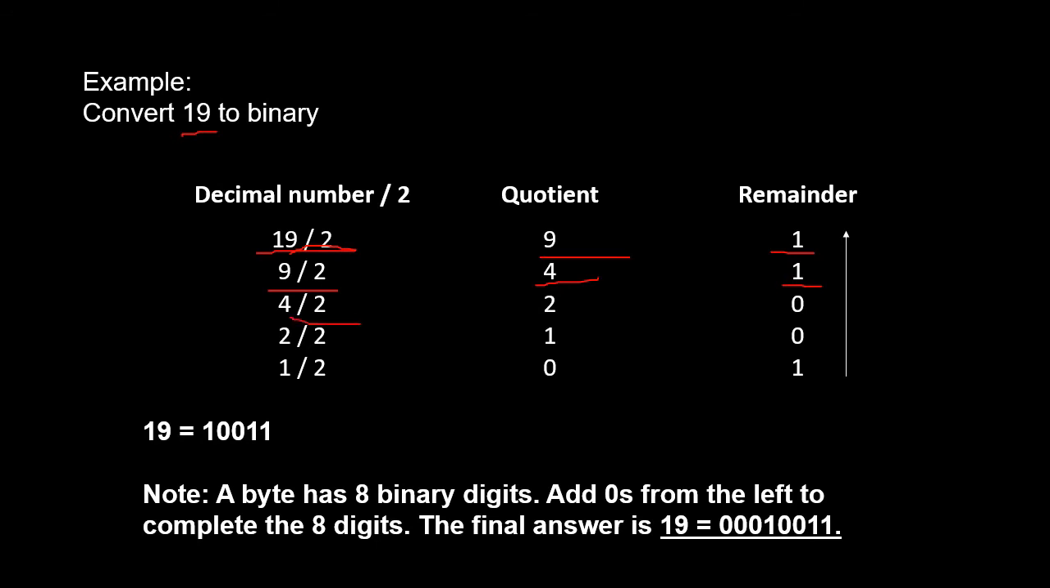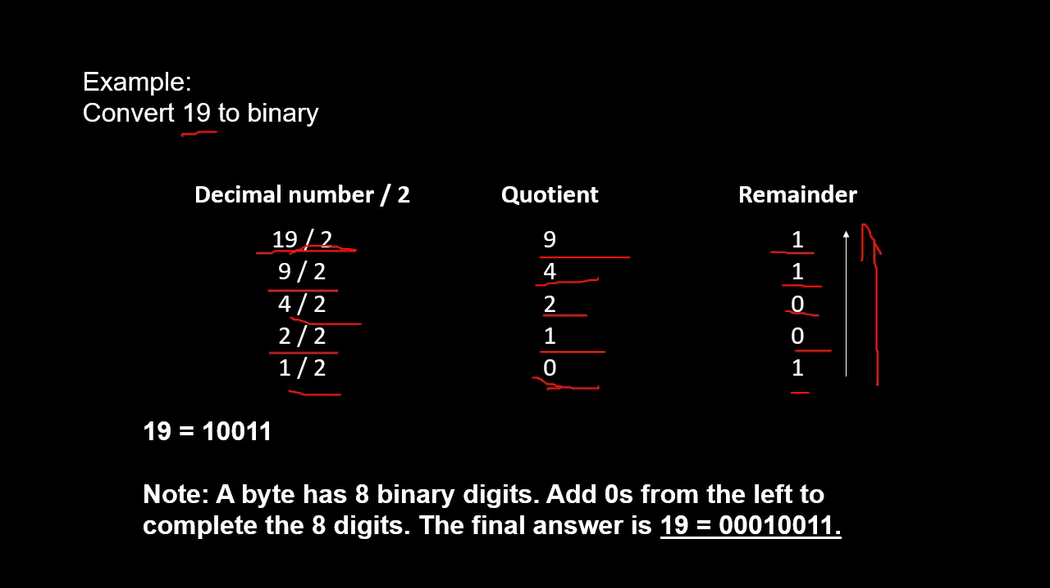So 4 divided by 2 equals 2, no remainder. 2 divided by 2 is equal to 1, no remainder. And 1 divided by 2 is equal to 0, remainder 1. So we have reached the 0, and it's time for us to stop from here. And the last step is to copy the remainders from bottom to top. So it should be 10011.